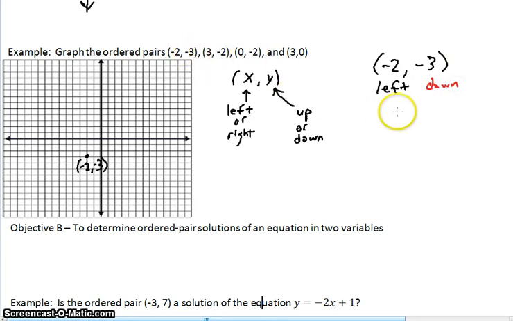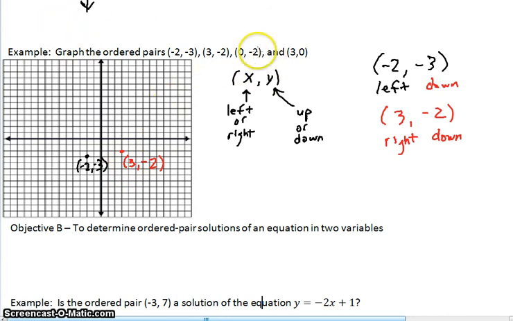Now, I'm going to graph the other ones. I'm going to do the exact same thing. I'm going to go 3, -2. I'm going to go 3 units. Instead of a negative direction, I'm going to go a positive direction. That's going to be right. This is also going to be down. So I'm going to go right 3 units and down 2. There is my point, 3, -2.